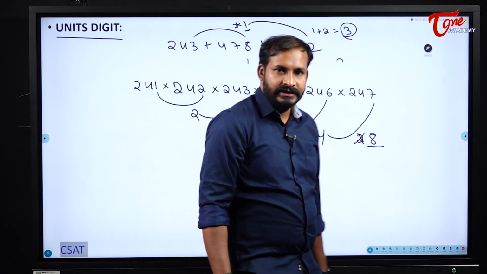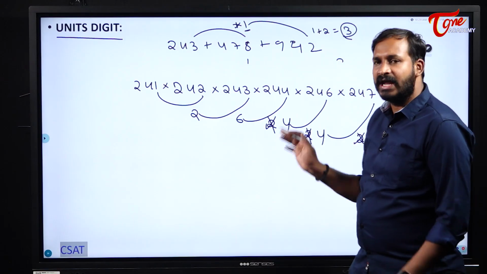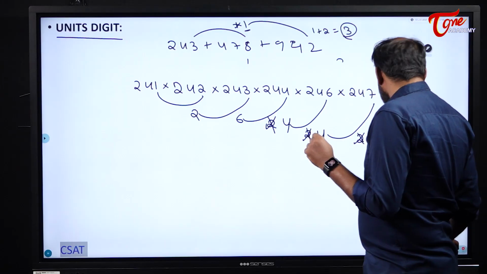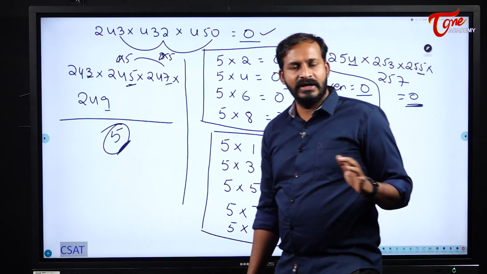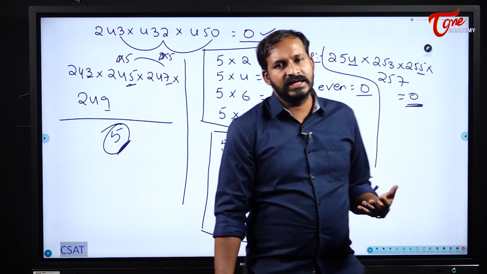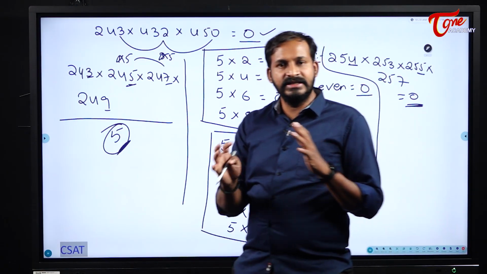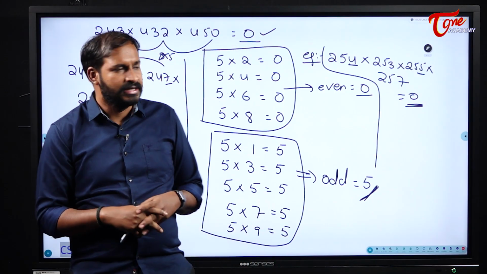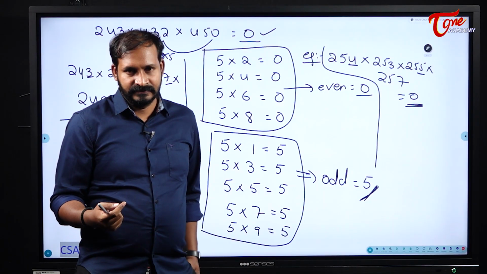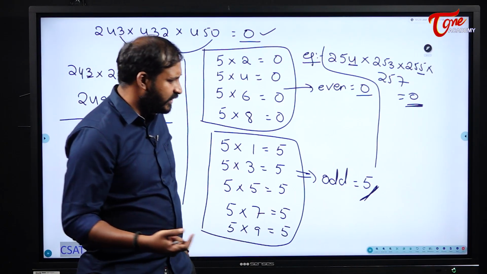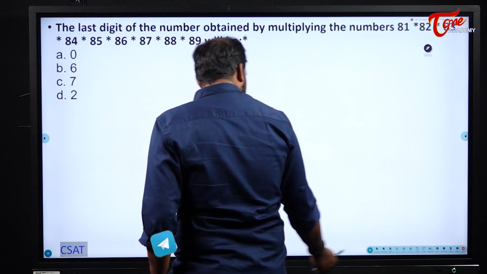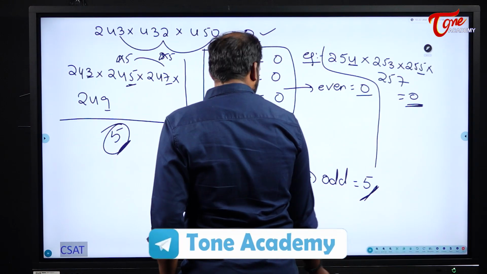8. If I have 5 in the given numbers, then I will check whether at least one even number is there or not. If there is one even number, we will write my answer as 0. If there are no even numbers, if it contains only odd digits, then I will write my answer as 5. Okay, units digit, this is the major observation which you need to make. And along with that, students, the next important thing is about the powers. If you have powers in the units place, how you are going to solve that one, that is very, very important.